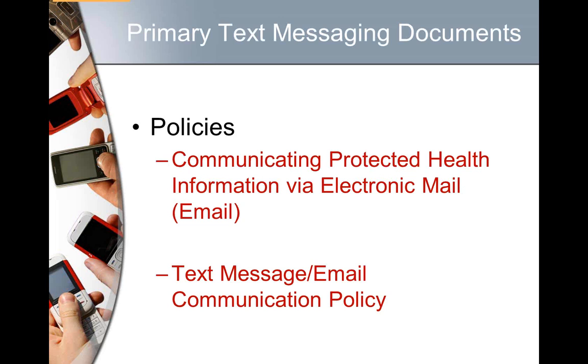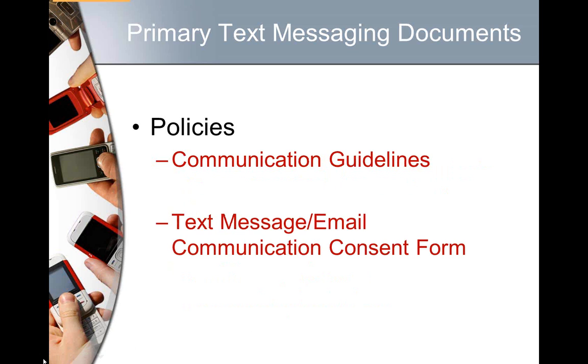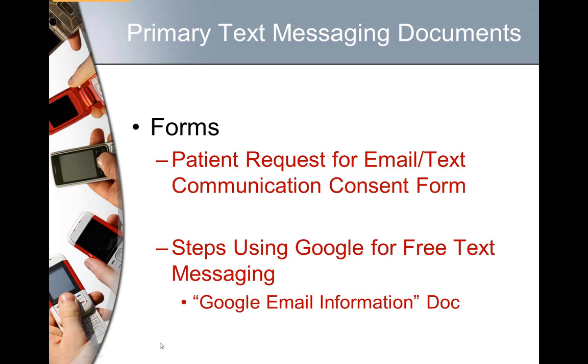And so the first one is communicating protected health information via electronic mail. If you have it in front of you, go to page 2, where I've highlighted 3 areas. Because text messaging cannot be done between telephone and telephone, it needs to be done via email that shows up as a text on the patient's phone.